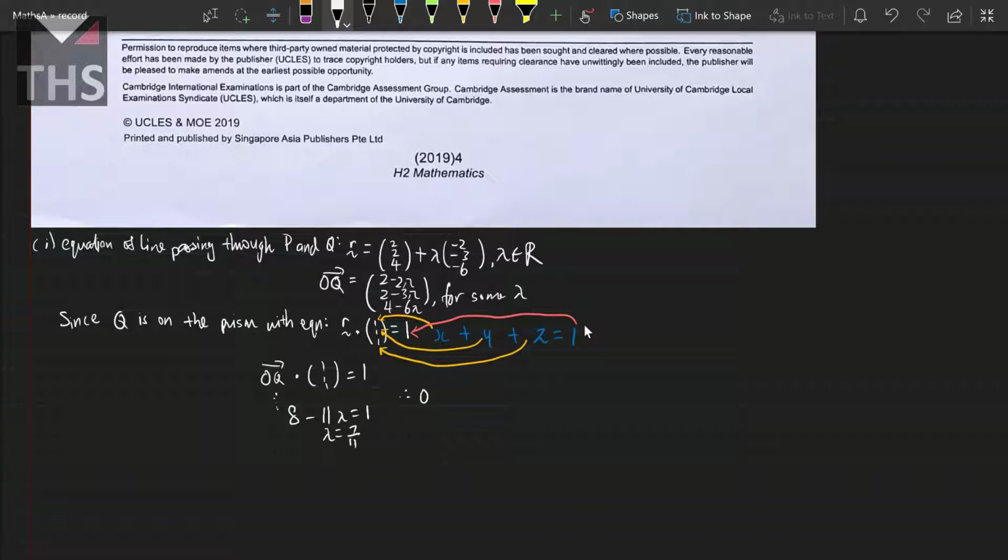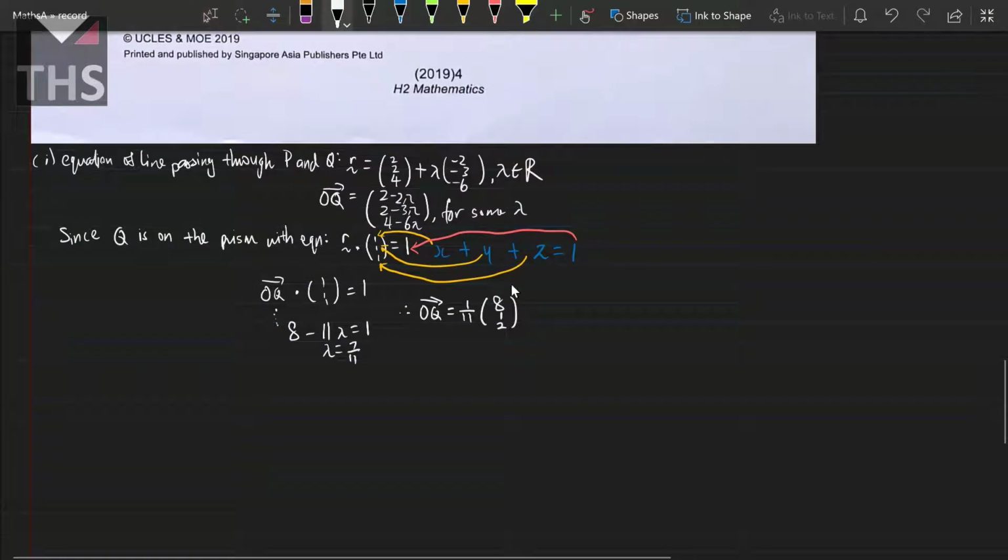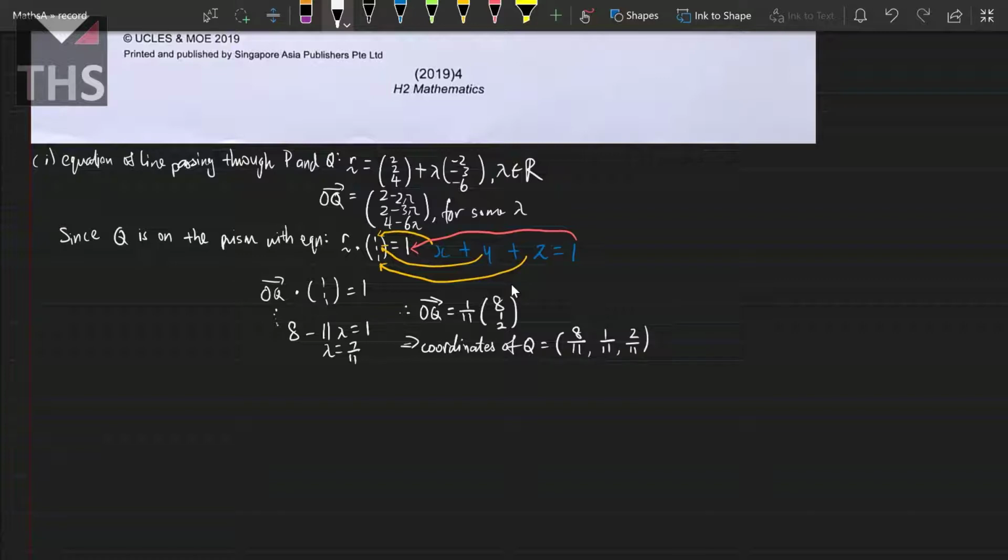Therefore OQ will be, you put in the 7 over 11, and then we factorize out 1 over 11: 8, 1, 2. But this is not good enough. The question wanted exact coordinates of Q. So we're going to write down coordinates of Q to satisfy what the question wants. Coordinates of Q are 8 over 11, 1 over 11, 2 over 11. These are the coordinates of Q.